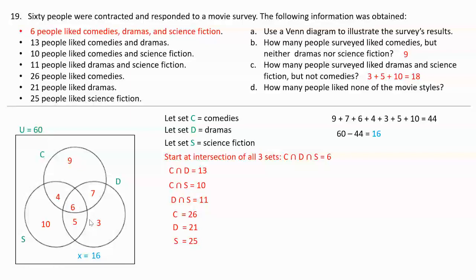How many people like none of the movies, which is the number outside the circles, which is 16. So the answer was 16. That's how you do these type of problems.